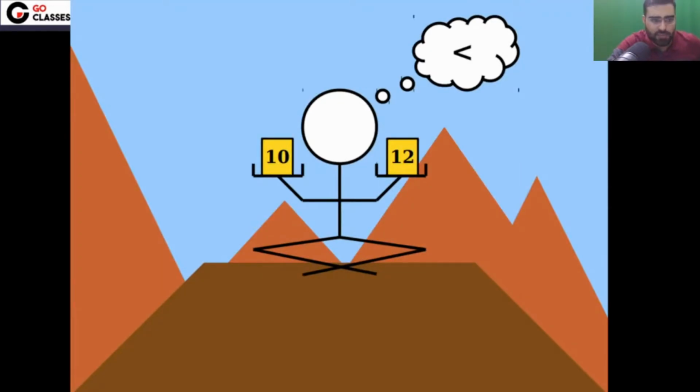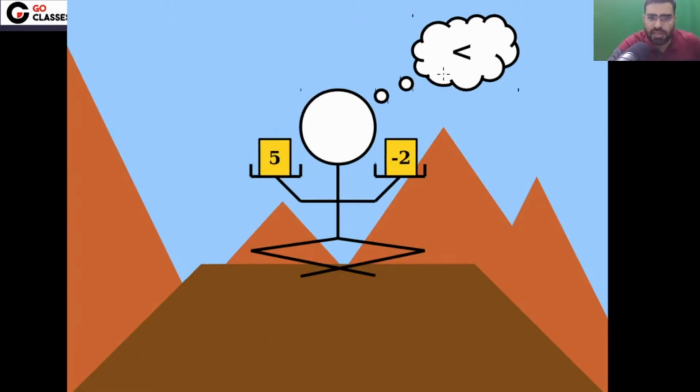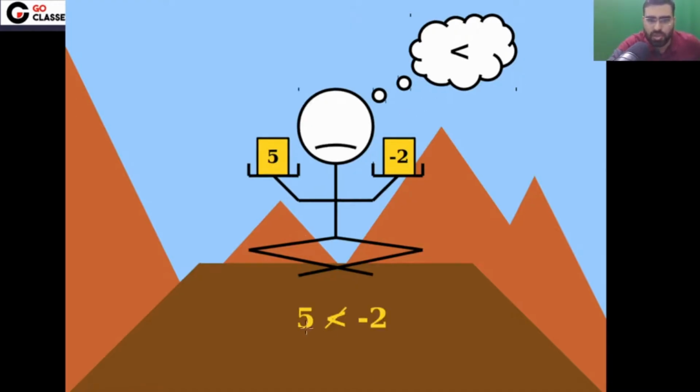Now tell me the answer for this. For example, if your relation is less than, can I say 10 is related to 12? The answer is yes, because 10 is less than 12. Next, can I say 5 is less than minus 2? No, this is not related. You can notice that 5 is not related to minus 2.